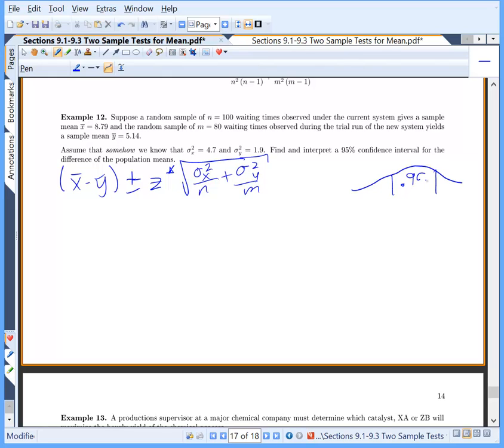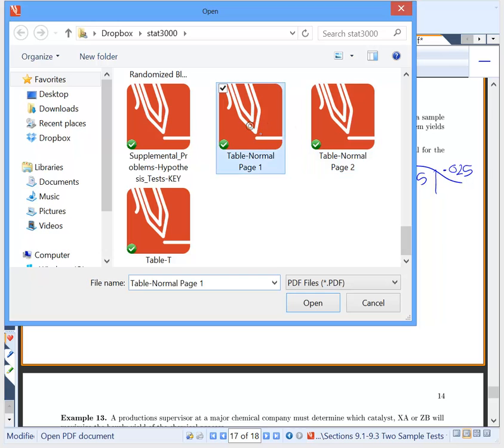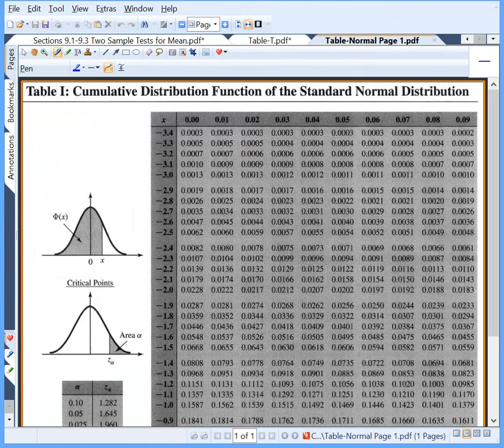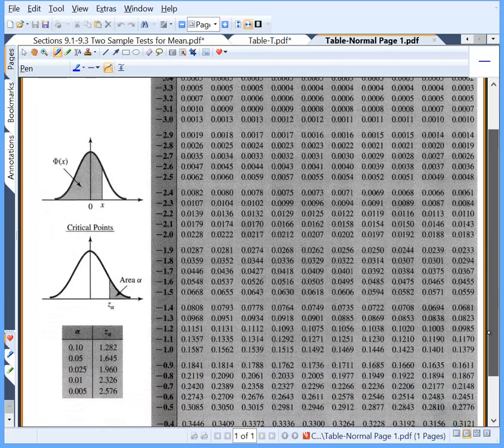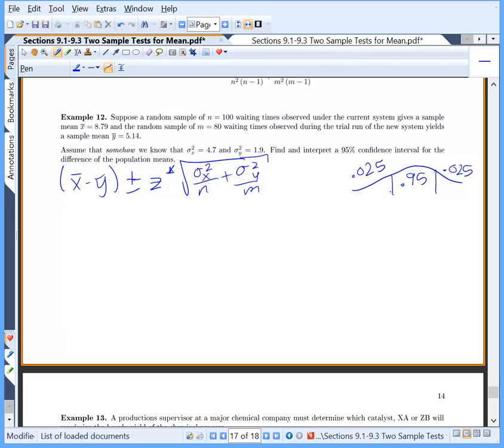So for a 95% confidence interval, that means I want 0.95 in the middle, which means I have to have 0.025 in each tail. Okay, and what I'm going to do is go to the z-table and look for an area of 0.025. That puts me at negative 1.96. So due to symmetry, this is negative 1.96, this is positive 1.96, and by definition, your critical point is always the positive value, 1.96. Okay.